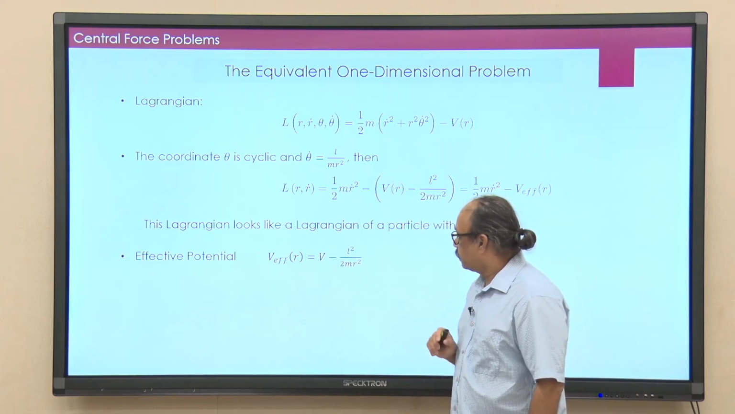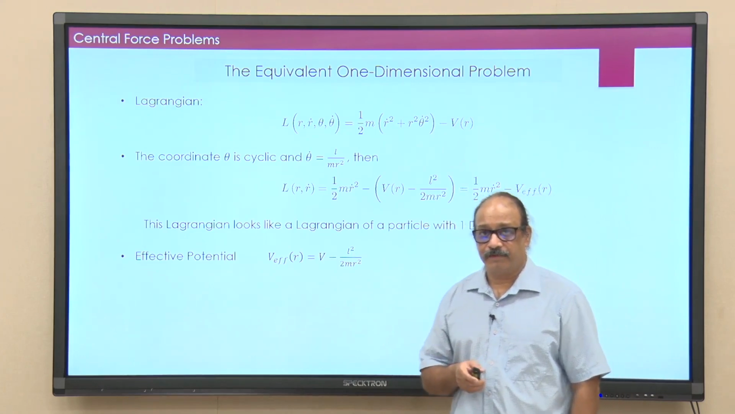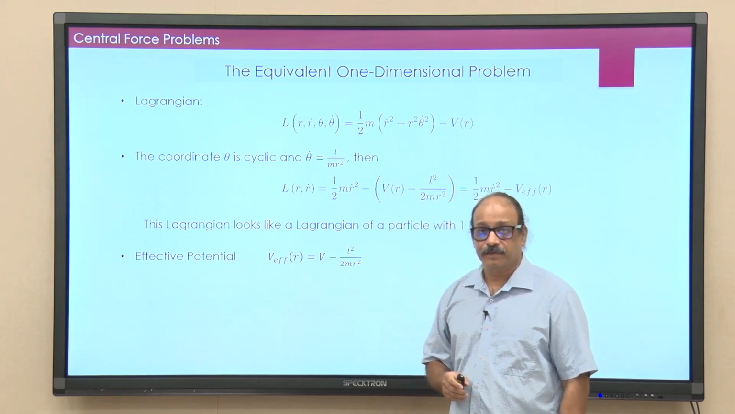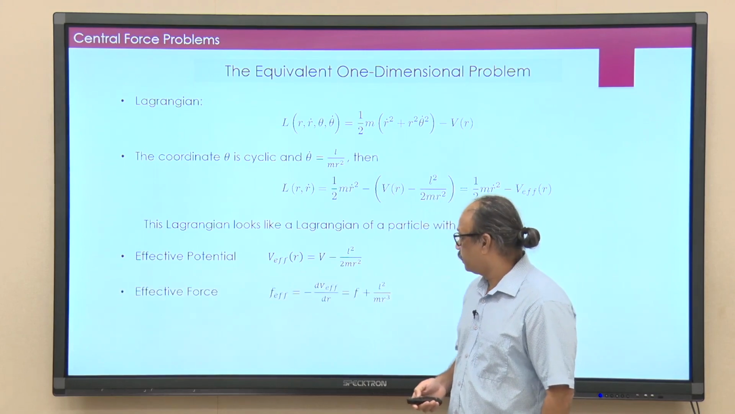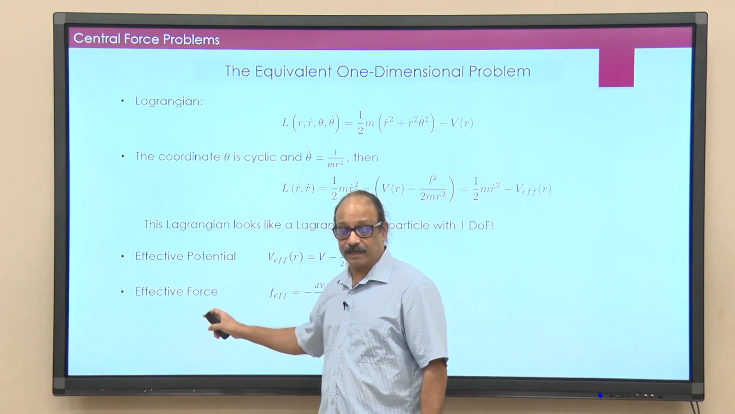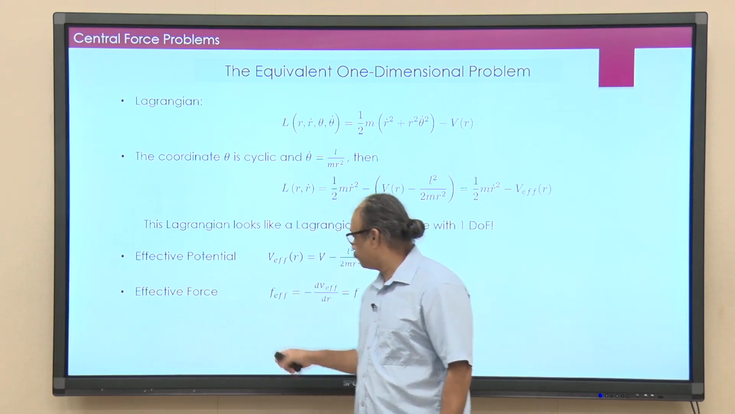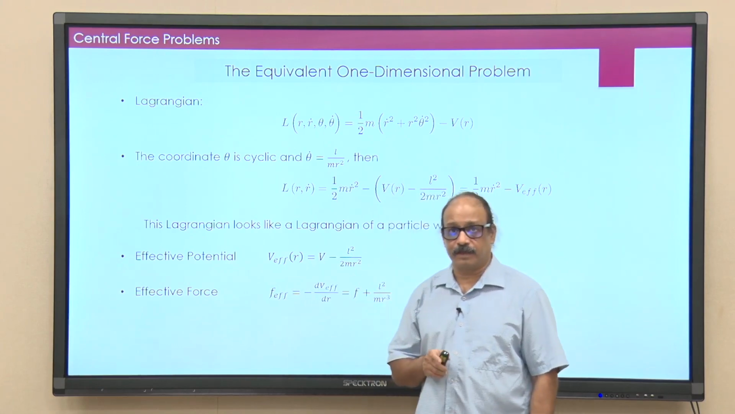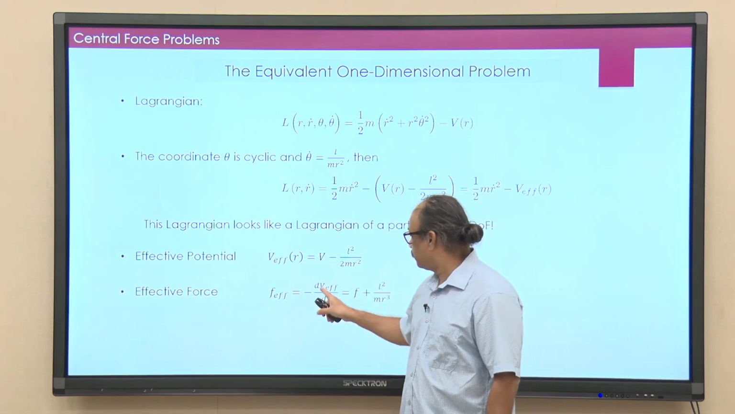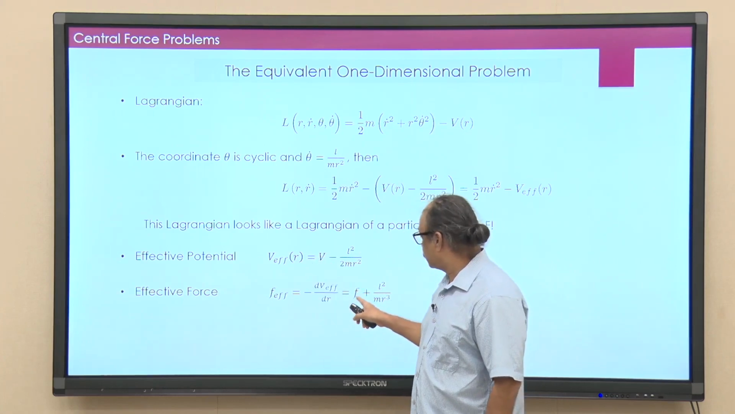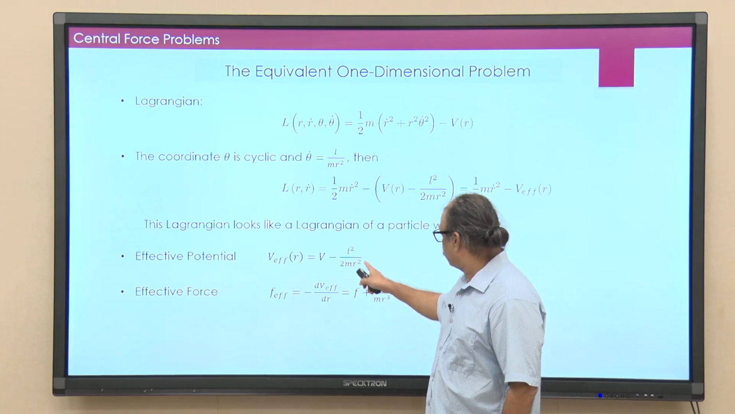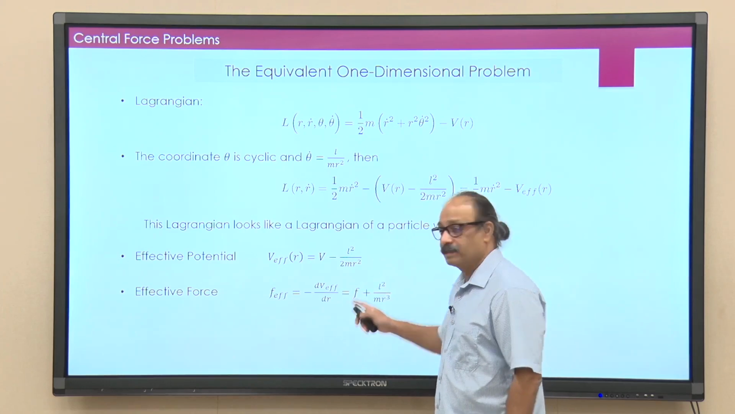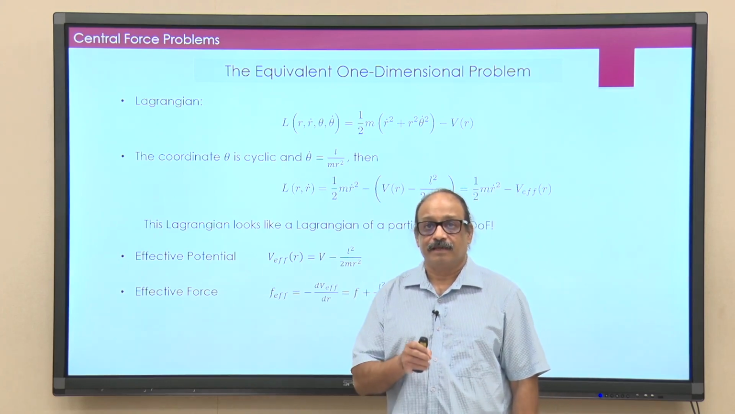Now, if I calculate force from here, remember force is nothing but minus the derivative of V effective with respect to r. So, that would be our effective force. Remember, that is not exactly the same as the central force, but that is the effective force. If I calculate that by taking the derivative of the effective potential with respect to r, the first term will be minus dV by dr, but that is nothing but the central force, and the derivative of the second term is L square by m r cube. Can you recognize this term? Oh, this term is exactly the same as the centrifugal term.